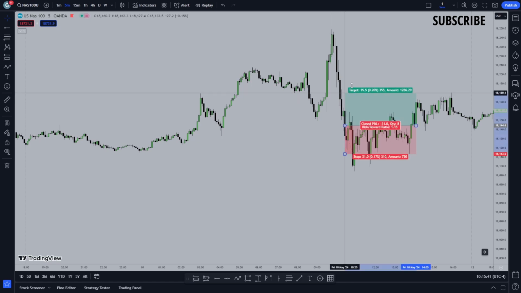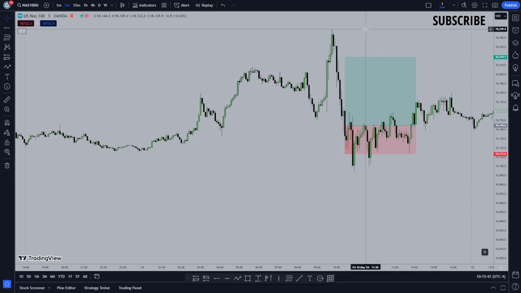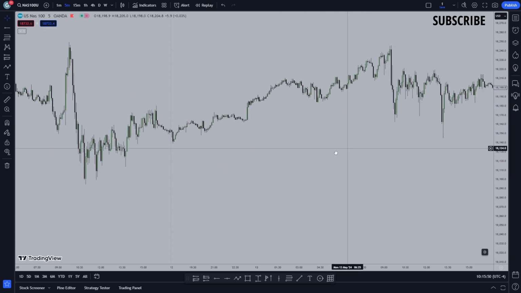It would have been a stop loss. So this can happen. The stop loss can also happen, this I can say. So that's why risk management is really important. All right, so now this is how you have to frame your trades.